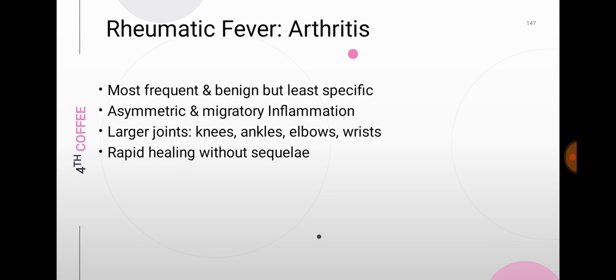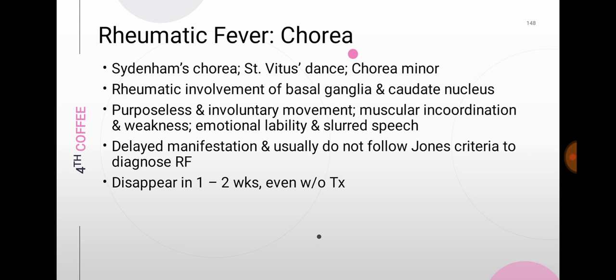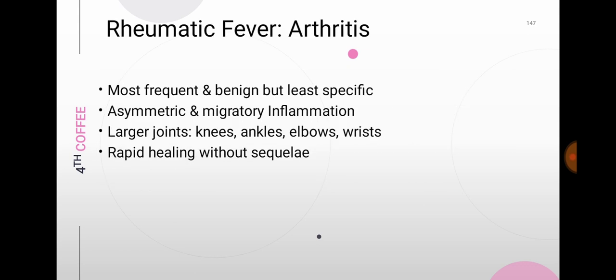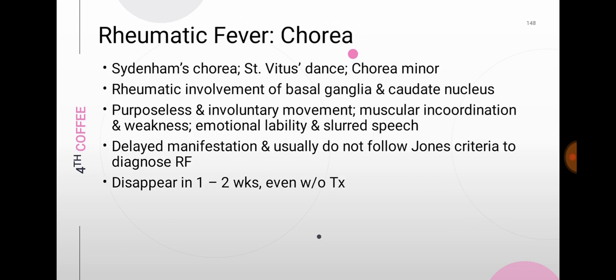Your chorea is known as St. Vitus's dance or chorea minor. So have you seen Elvis Presley? Do you know Elvis Presley? Yes? Good. The other section doesn't know Elvis Presley. There you go. Nice. So remember how he moves?